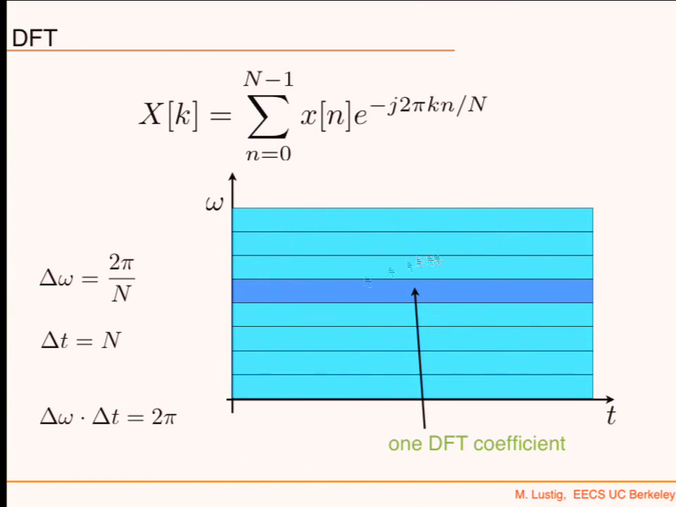So one DFT coefficient. If, like in exam questions, I give you a DFT coefficient, show where it is in the time-frequency tiling. It's called time-frequency tiling. Where is the Heisenberg box for that DFT coefficient? And you say, here. Right? That's the box. What happens when I do zero padding?